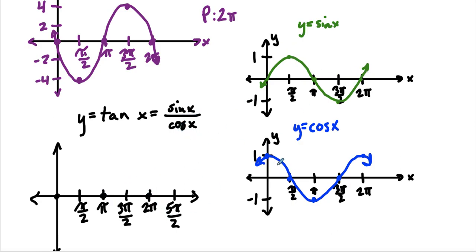Every time cosine is equal to 0, like right here and right here, that's a problem because we have a number over 0. Well, what happens when we have a number over 0? It creates a vertical asymptote. So we're going to have a VA at pi over 2, a VA again at 3 pi over 2, because notice that's where cosine equals 0, right here, and it would actually happen again at 5 pi over 2.